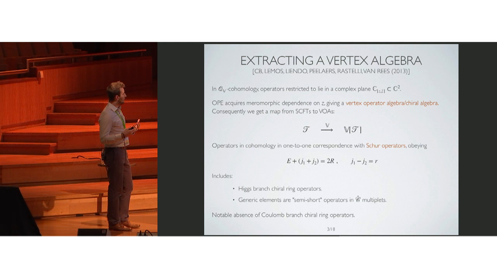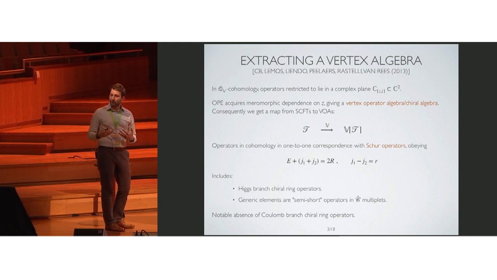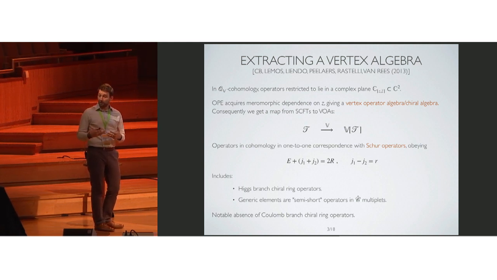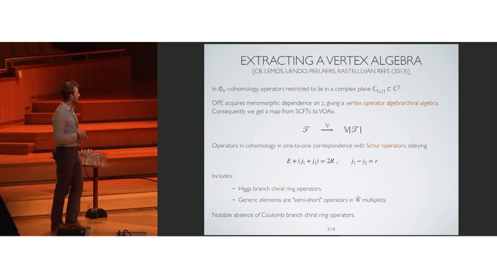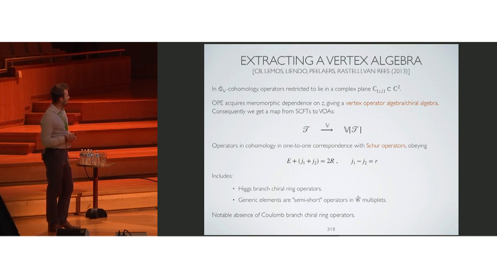And this essentially guarantees that the structure that I'm getting at the end of the day, the OPE, the algebraic structure on these cohomology classes, has the structure of a vertex operator algebra or chiral algebra. And so we can formalize this by some map that I usually denote by a double-barrel V from 4-dimensional N=2 SCFTs T to an associated vertex operator algebra.